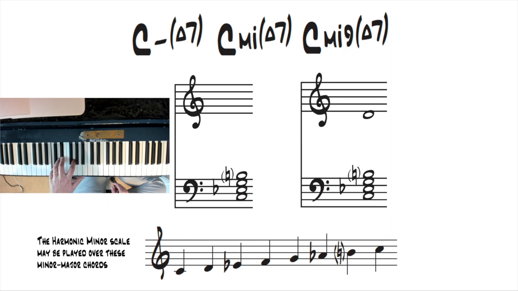So C minor, and then this has a major 7. These are the hybrids, I call it. Minor triad, but instead of flat 7, major 7. Okay? And then the 9, and then you could add extensions up on there as well. Okay? The scale that works here is the harmonic minor scale. It works really great.